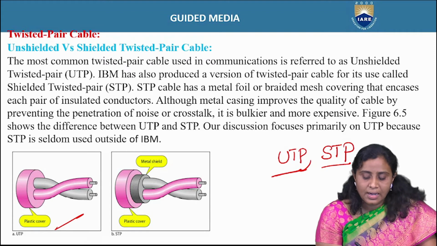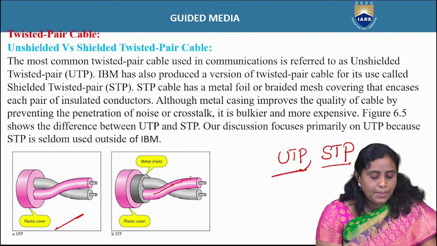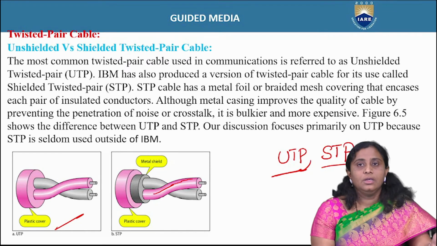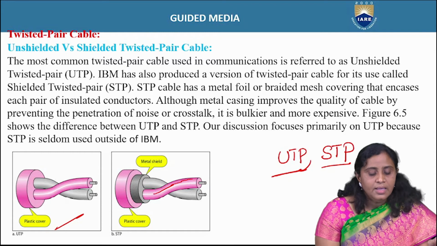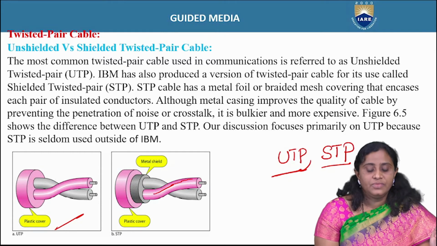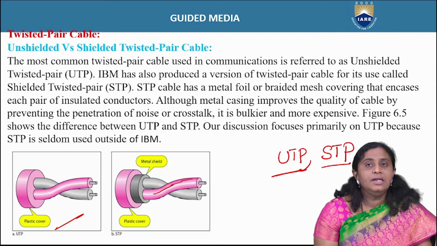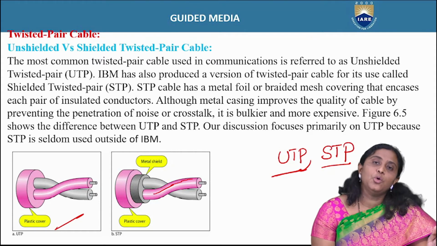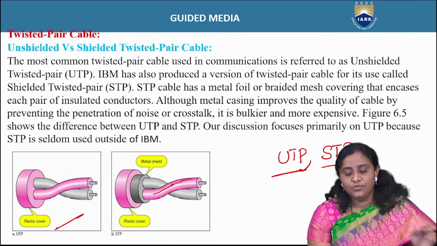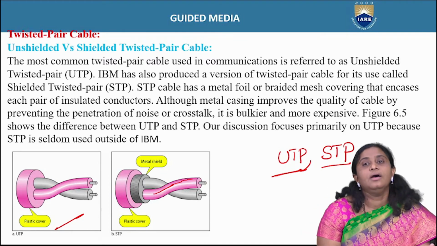The metal casing improves the quality of the cable by preventing noise, breaks or crosstalk, and for this reason the UTP can be replaced by an STP. The STP, the shielded twisted pair cable, is more flexible and is widely used today. Our discussion focuses primarily on UTP because STP is seldom used outside of IBM.